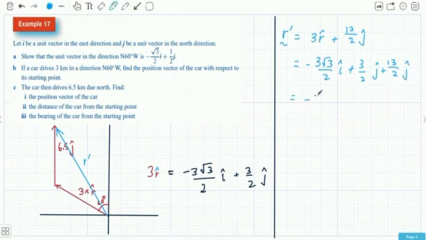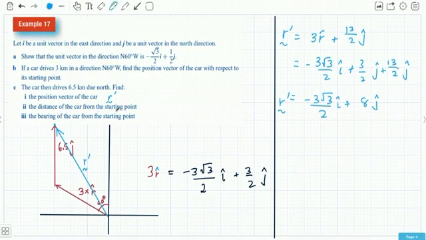So we have negative 3 root 3 over 2 i, and then here we've got plus 16 over 2, which would be 8j. So actually I have a nice whole number there. So that's this vector r dash here. This vector is our position vector of the car from the origin. So O to this point P, if you want to call it that.